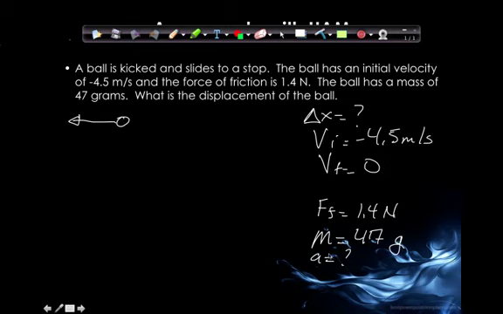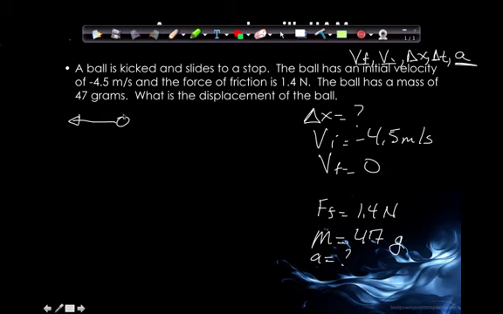So we're looking for displacement, but in order to solve for displacement, I need to have another variable. I know that in my motion equations, my 5 variables are VF, VI, displacement, time, and acceleration. Those are my 5 variables with those kinematic equations. I have VF, I have VI, I'm looking for this. I would need to have one more variable, so time or acceleration. I have enough to solve for acceleration here using my force information.